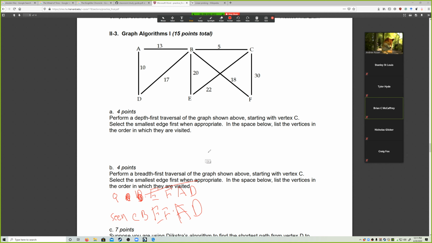Breadth first search is really easy, right? We visit our neighbors, then we visit the neighbors, and then we visit the neighbors of the neighbors of the neighbors.